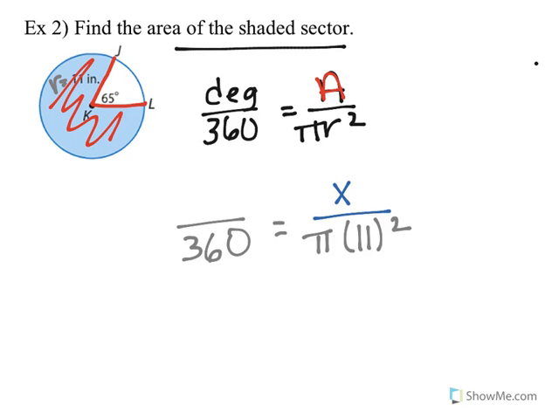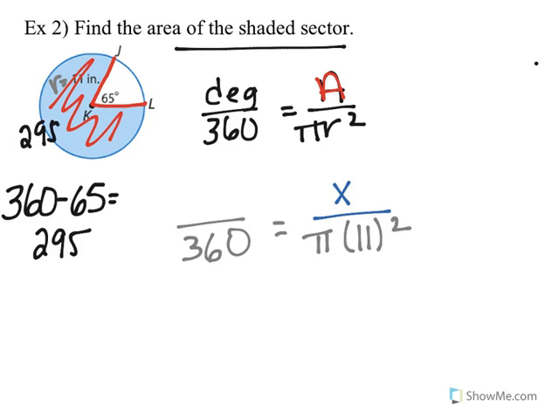Well, a circle has 360 degrees. 360 minus my unshaded region should give me that my shaded region is 295 degrees. So the 295 is going to be my angle, or my degrees, I should say. Remember, you only want to use the angle that's associated with the shaded region. So not the 65, it will be 360 minus the 65. Okay? And now you're going to do the same thing as last time. You're just going to cross multiply and solve.